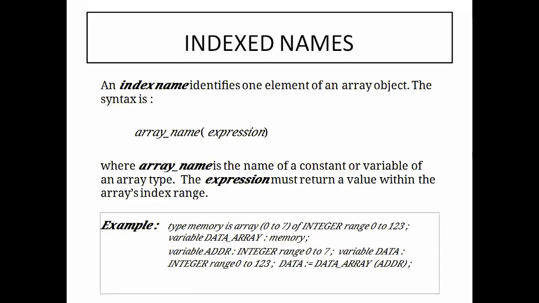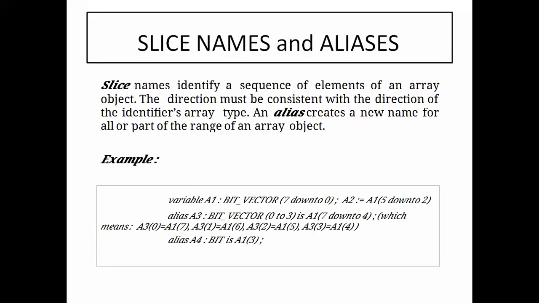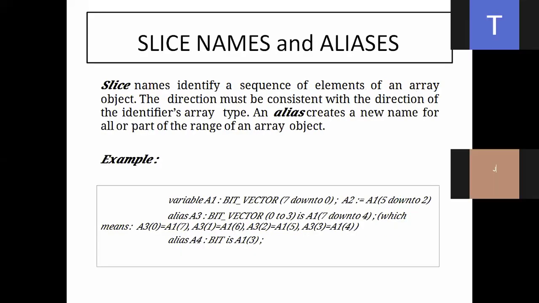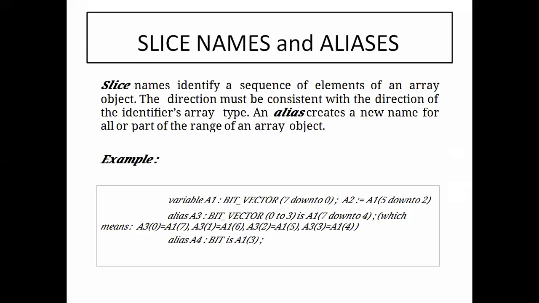Okay, and what is the required condition to use this indexed name? The precondition is what? So basically this array name must be the name of a constant or variable, and the expression must return a value, and that should be within the array's index range. Okay, now the next type of operand is a slice name.